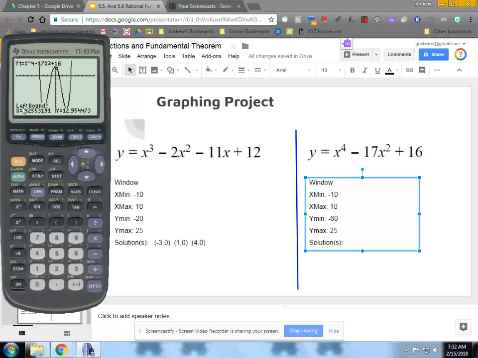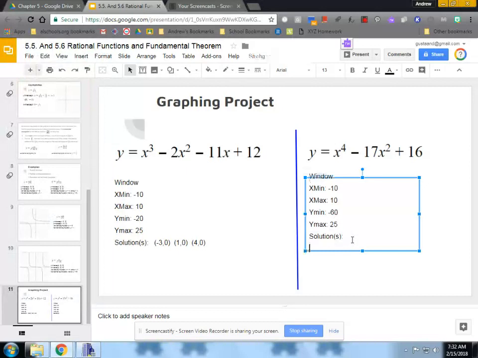So I'm going to go left of the root that I'm looking for. And then I'm going to go right of the root I'm looking for. And you should see these arrows pointing towards that root. I'm going to take a guesstimate. Root was at 1, 0. So this one had a root at 1, 0.